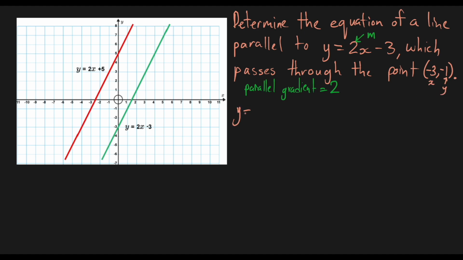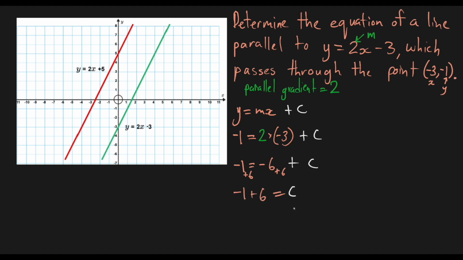So in the equation y = mx + c, we can do some substitution. So we can replace the y with -1, which is equal to, we can replace the gradient with 2, which is multiplied to our -3 plus c. So -1, and then we could say 2 times -3 is -6 plus c. So now if we want to get the c by itself, we add 6 to both sides, because this is going to cancel out. So we end up with -1 + 6, which is equal to c. So therefore, c is equal to positive 5.